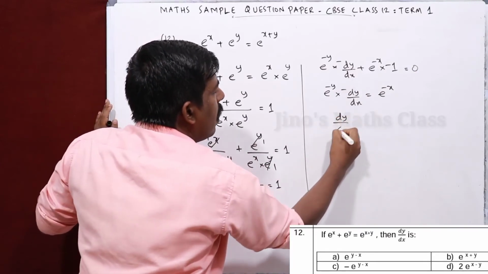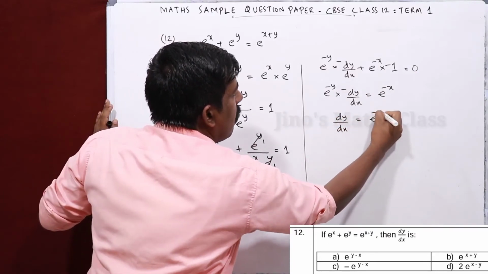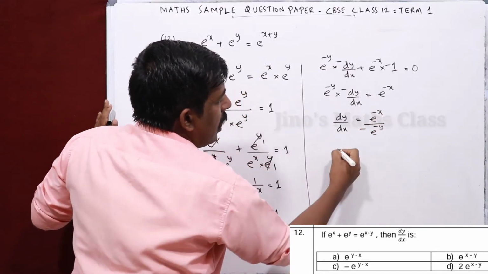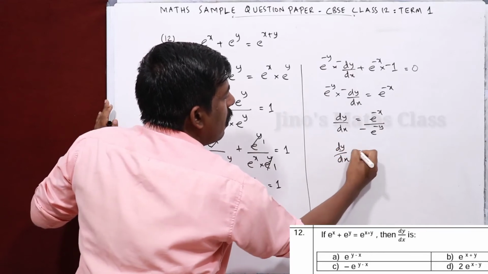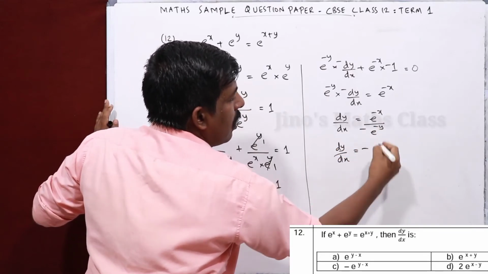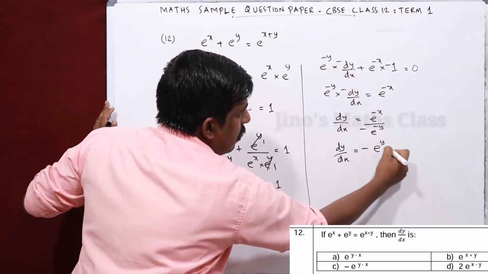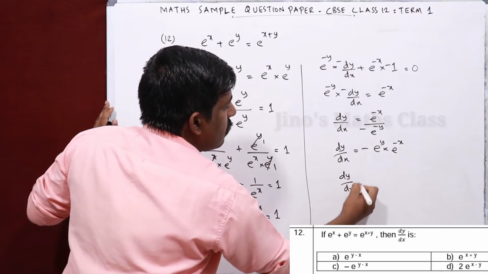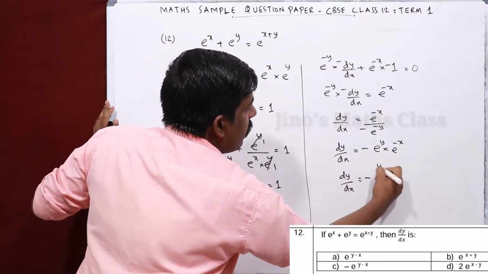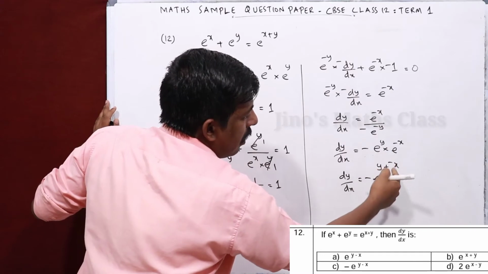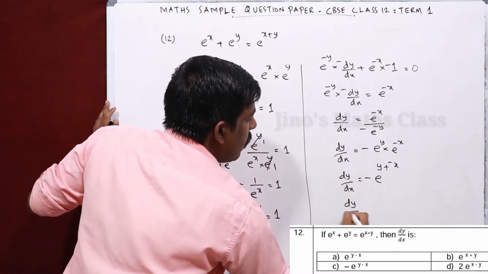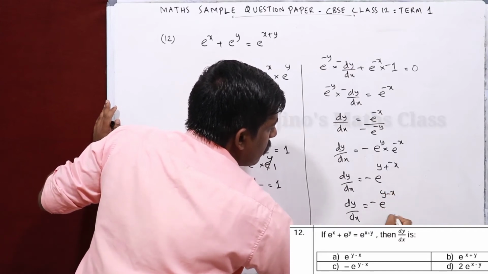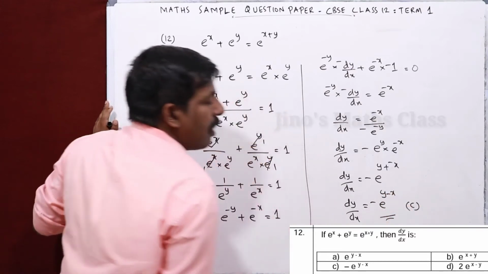Now what is dy by dx means? That is e power minus x divided by negative e power minus y. That means dy by dx is equal to negative of this become e power y in the numerator, then into e power minus x is there. So dy by dx, that is equal to negative of e power y plus minus x. Here again laws of exponents only. That means dy by dx is equal to negative e power y minus x. So option C is the correct answer.